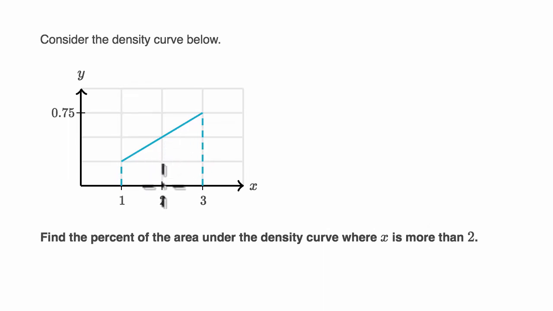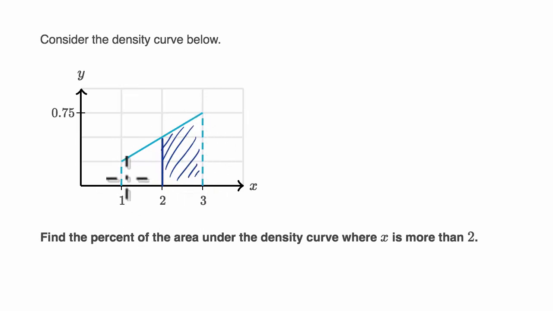So this is when x is equal to 2. So they're talking about this area right over here. And so we need to figure out the percent of the total area under the curve that this blue area actually represents. So first let's find the total area under the density curve.